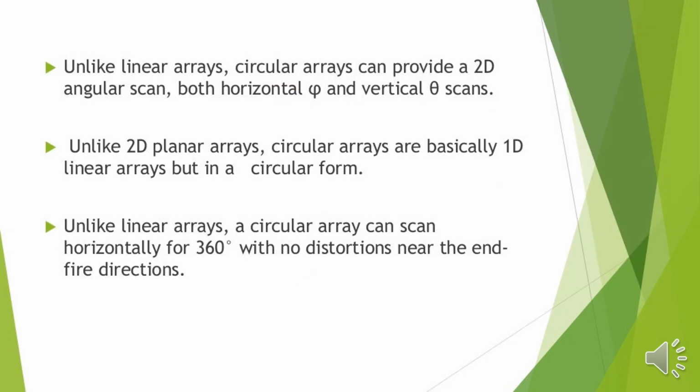One thing we have to note is that in the case of a linear array we have a linear arrangement, but circular arrays can provide 2D angular scan, that is both horizontal phi and vertical theta scans. Unlike 2D planar scans, circular arrays are basically 1D linear arrays, but in circular arrays we can obtain 2D forms. Another thing is that a circular array can scan horizontally up to 360 degrees without any distortion. That is the main point to note in circular arrays: 360 degrees with no distortion near the end fire directions.